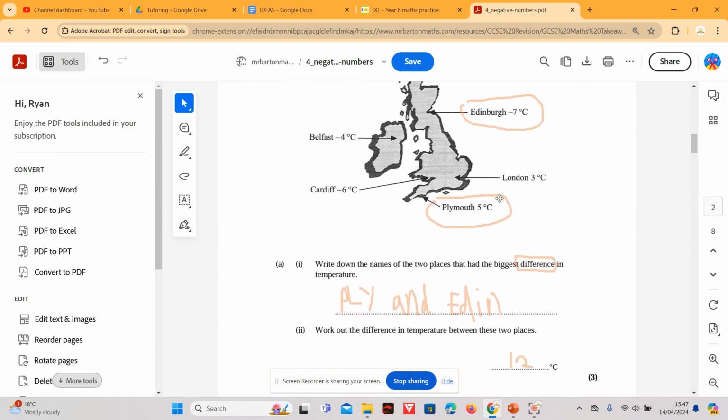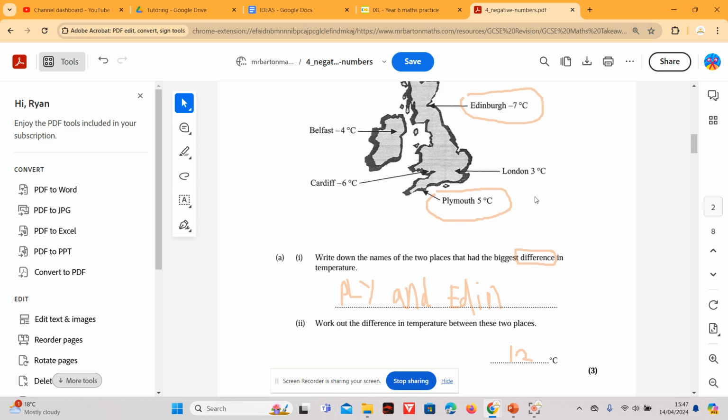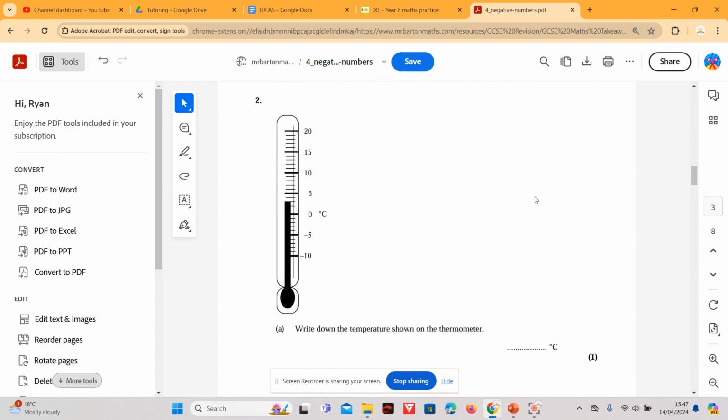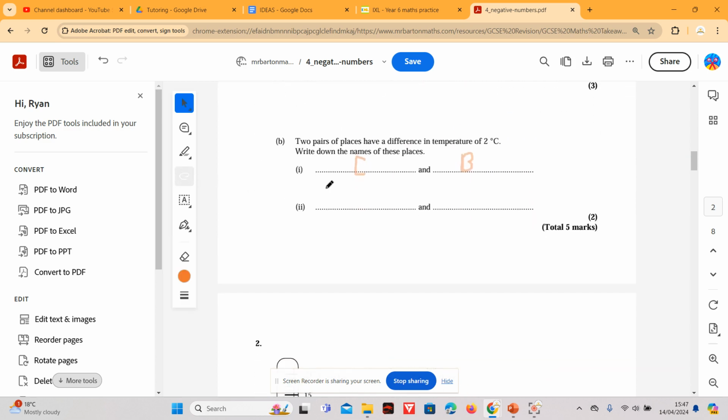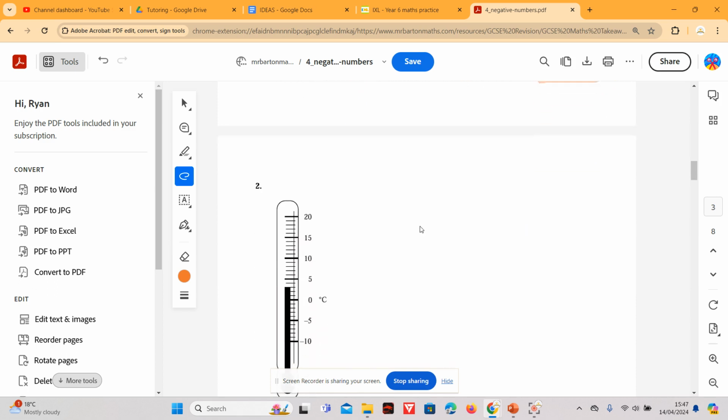let's have a look. I can see London is 3 degrees, and Plymouth is 5 degrees, and the difference between 5 and 3 is 2. So I'm going to put P and L for that. So it'll be P and L. So yeah, if you were to get that in your exam, that is 5 marks.